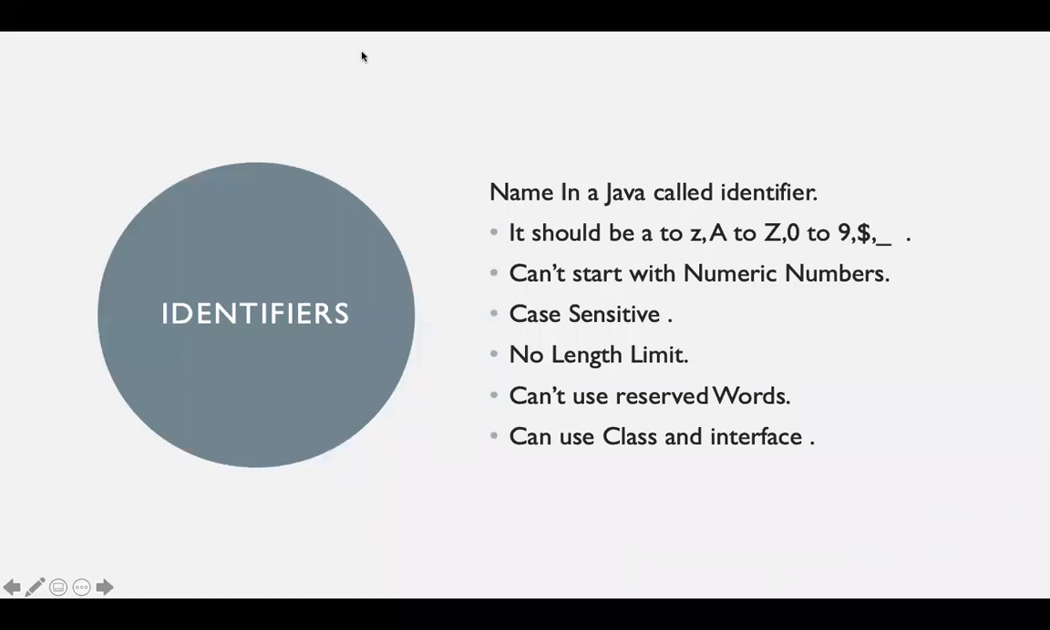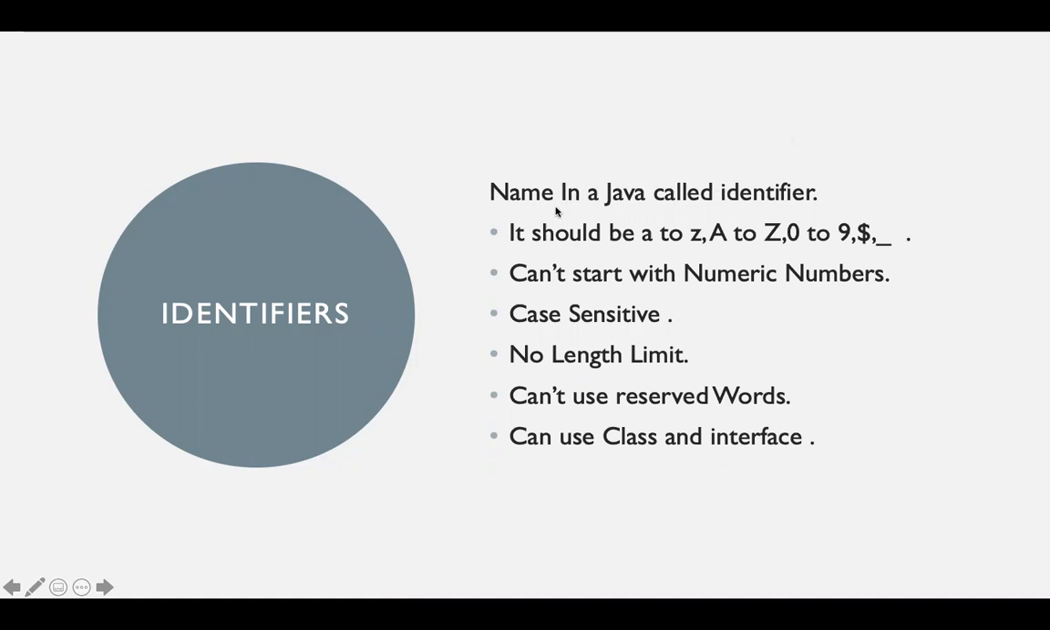Okay. So in today's class, we are going to discuss identifiers in Java. In an earlier class, we created a simple Java project where we created some names, and I told you about data types, variables and constants. So here we have to understand that there is something called an identifier in Java.